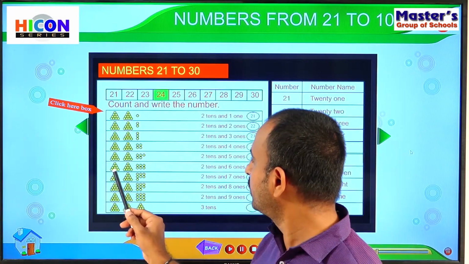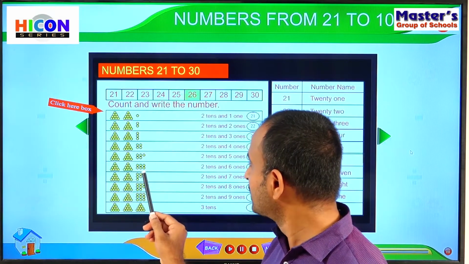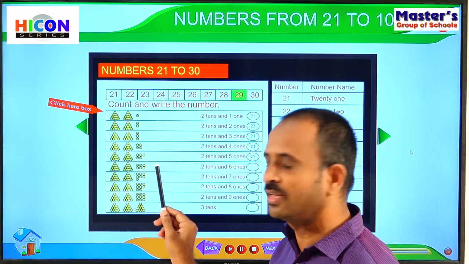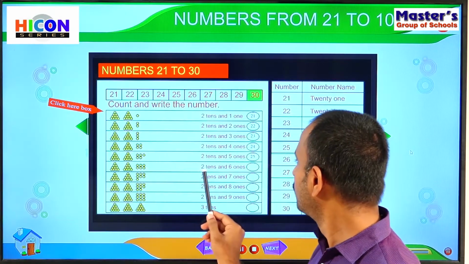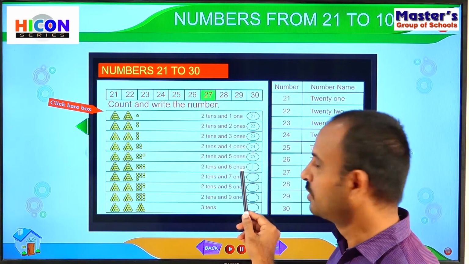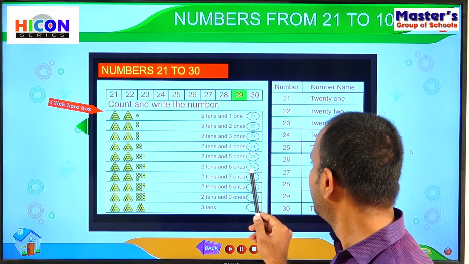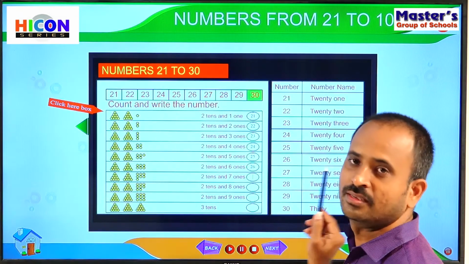Next, children, see the next one. How many tens are there? There are two tens. How many ones are there? Total 6 ones are there. That is 6 single balls. That is 2 tens and 6 ones. So 2 tens and 6 ones together make which number here? 26. So write 26, and this number can be read as 26.